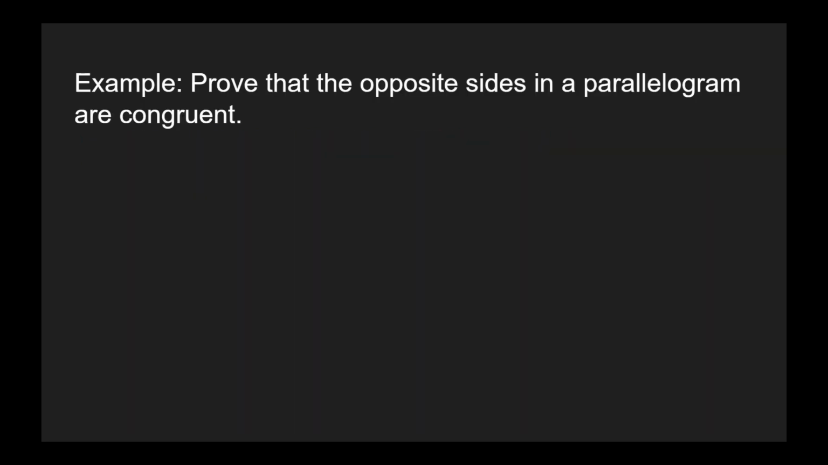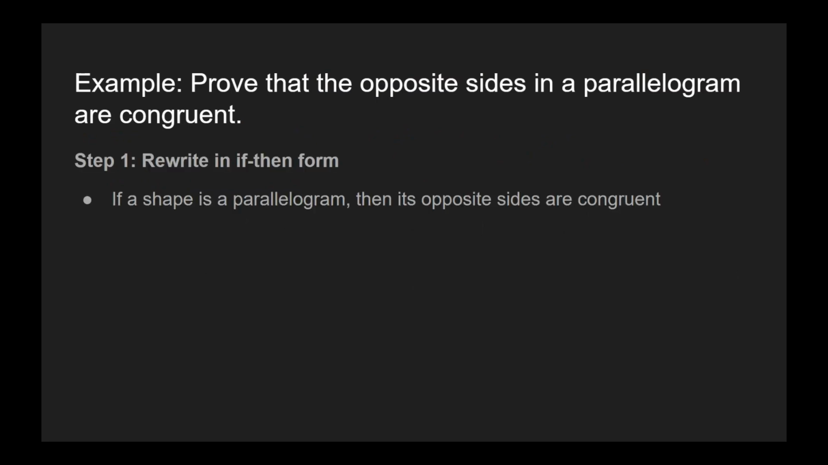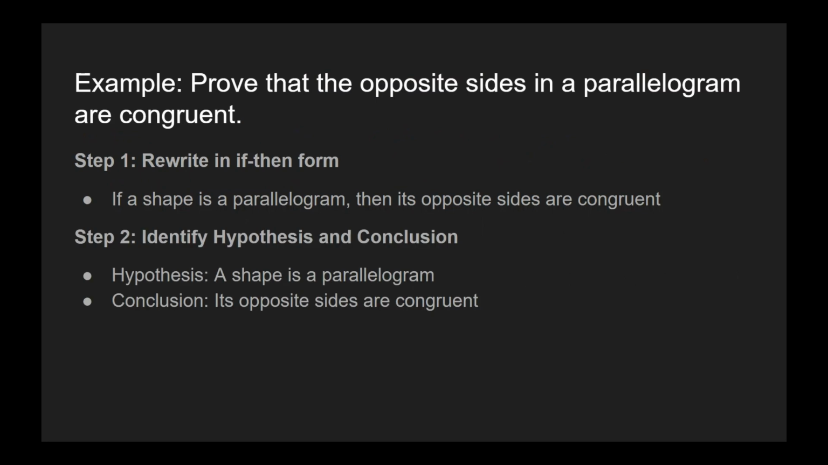We're going to do an example together. The example that we're going to prove together is that opposite sides in a parallelogram are congruent. Anytime that we want to prove something, we want to start off by rewriting it in if-then form. So this statement rewritten to if-then form would be if a shape is a parallelogram, then its opposite sides are congruent. And we also want to identify the hypothesis and the conclusion here. The hypothesis is that a shape is a parallelogram. The conclusion is that its opposite sides are congruent.